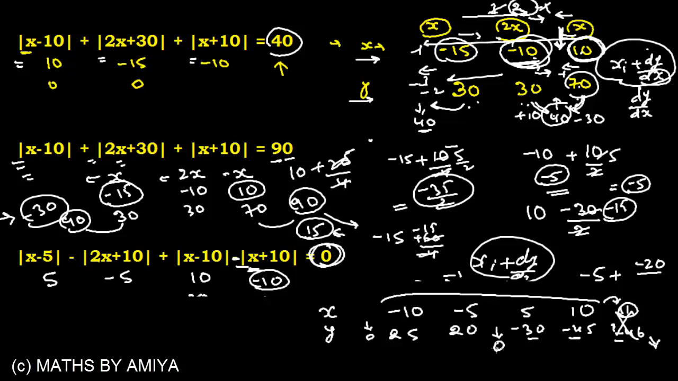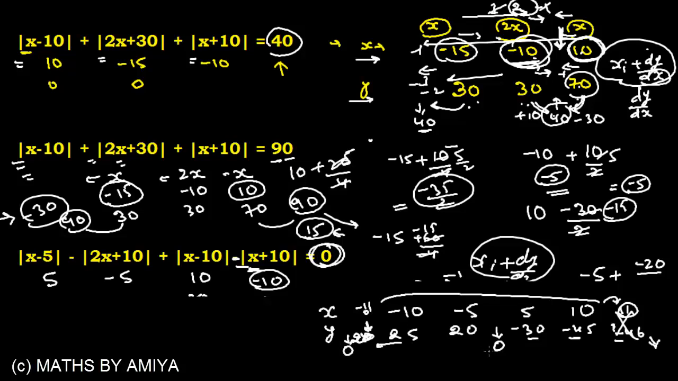So here the 0 is only in this bracket, but we need to check in the extreme left bracket. So I need to put minus 11. What happens when I put minus 11? After putting minus 11, I am getting 24. So 20, 25 and 24 means the graph is decreasing, so we'll get another 0 here.